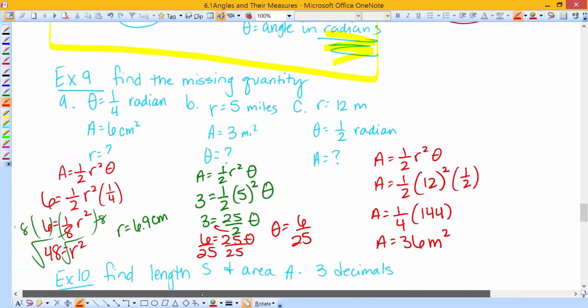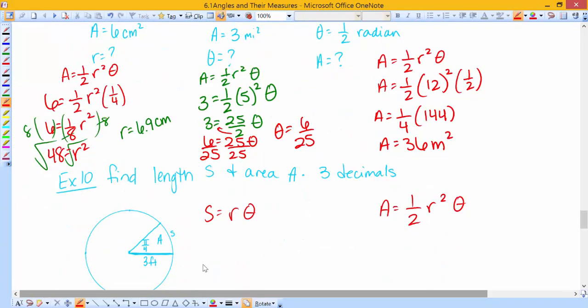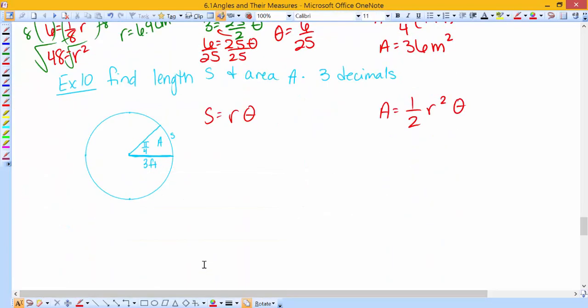All right, now we're going to find arc length and area for one specific section of a new circle. So find S. You need to know S is arc length, and you need to know A is for area. So let's plug into our formula. Let's identify what we know.